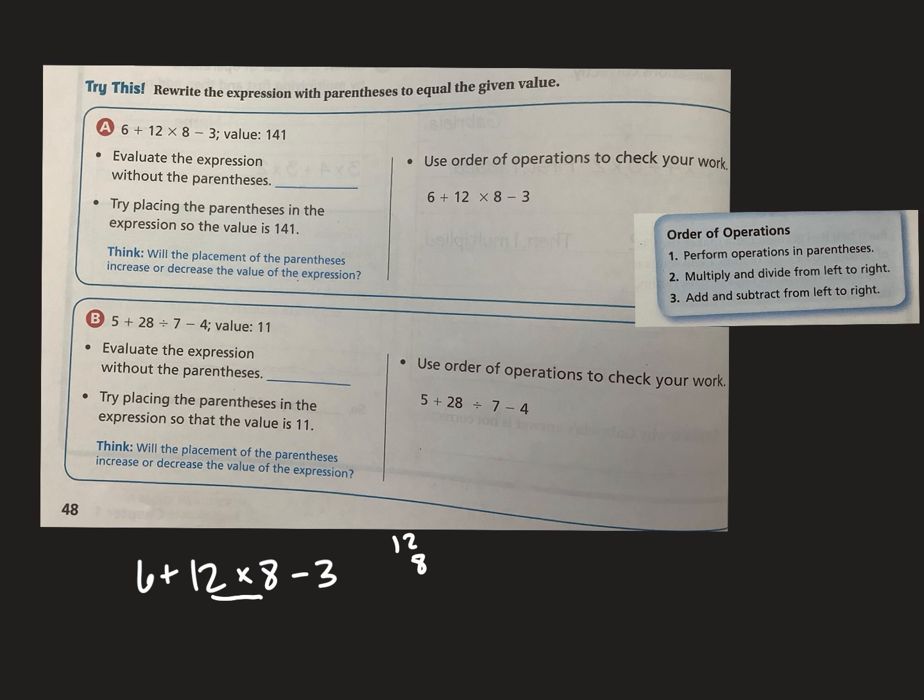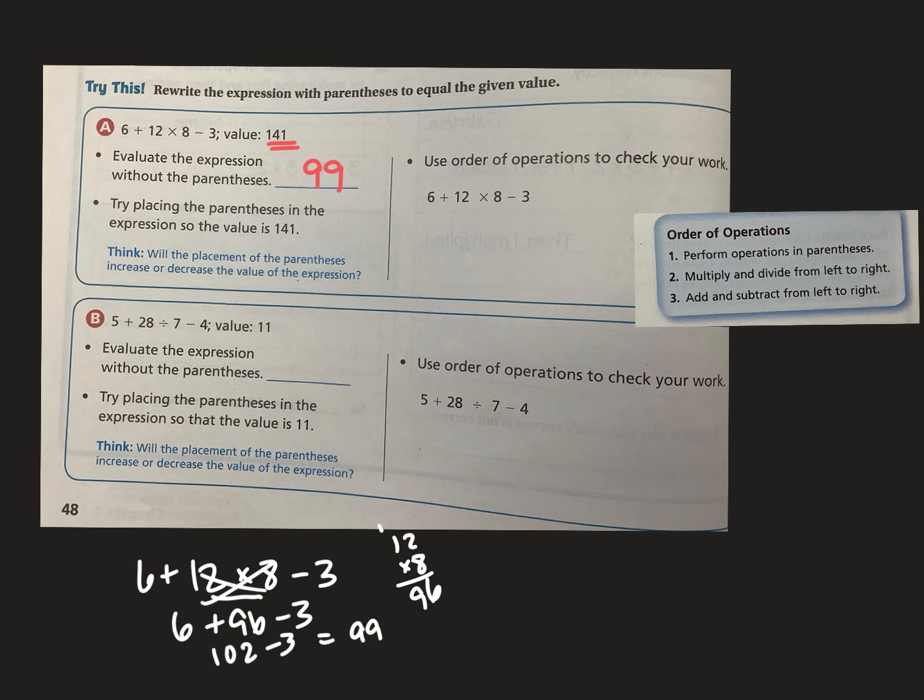And 12 times 8, you might know your 12s. I don't know my 12s, so I just use the algorithm. 96. Cross off what you did. Bring down the things you didn't do. Now add or subtract whichever comes first from left to right. So the 6 plus 96 has to come first. And that's going to be 102. And then subtract 3 from that. And I get 99. But notice they said, you need to do it for the value of 141. So that's what they want us to do. When we evaluated without the parentheses, we ended up with 99.